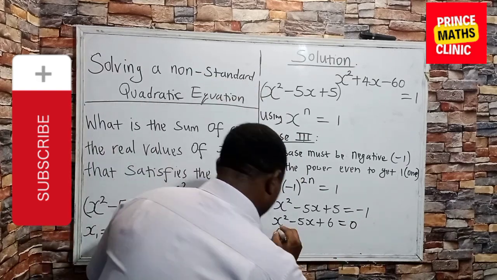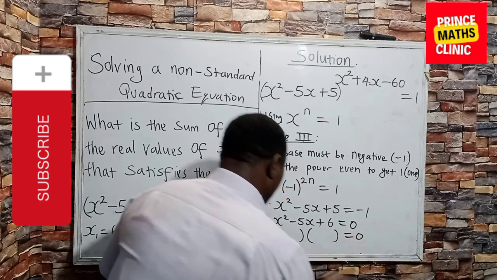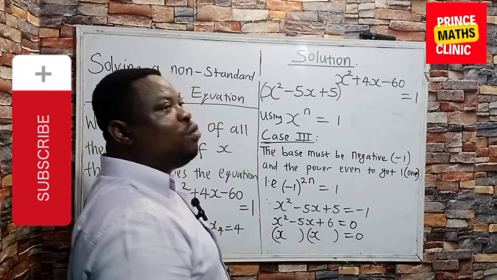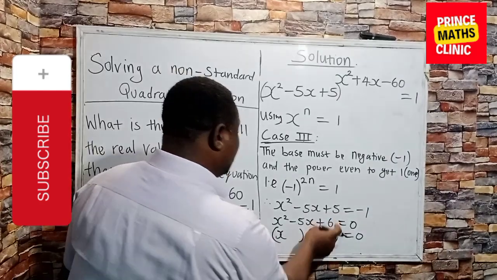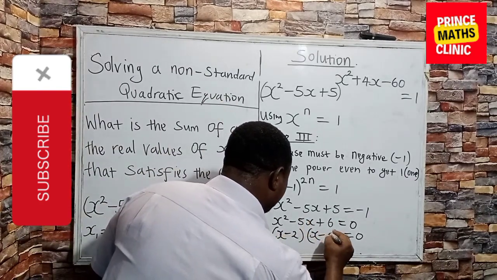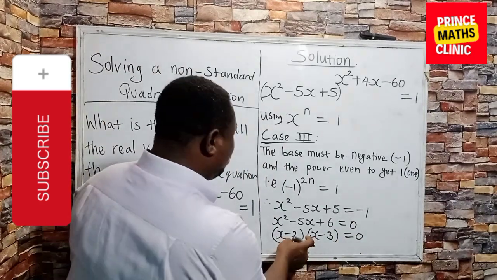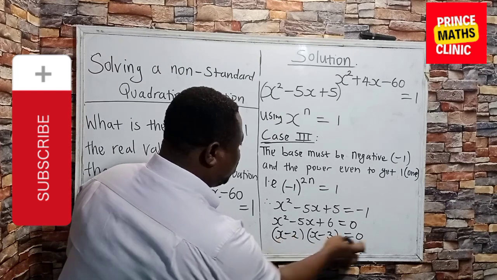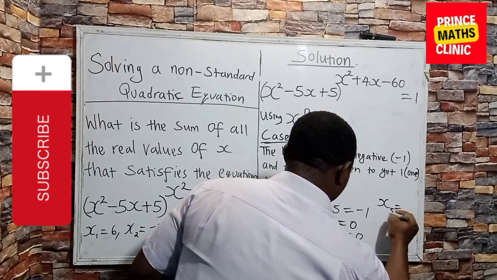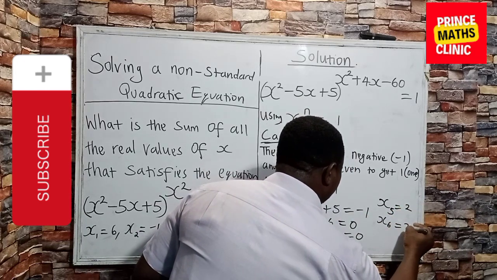Therefore, put the unknown here, x. Two numbers I will multiply together to get positive 6, and if I add them, I'll get negative 5. They are simply negative 2 and negative 3. And if we equate each of these values to 0, as we have been doing, that means we'll have x5 to be 2 and x6 to be 3.